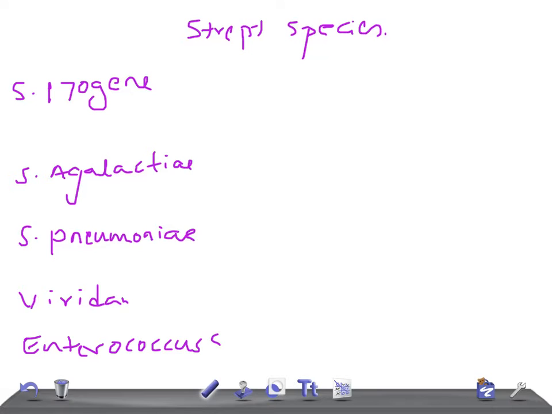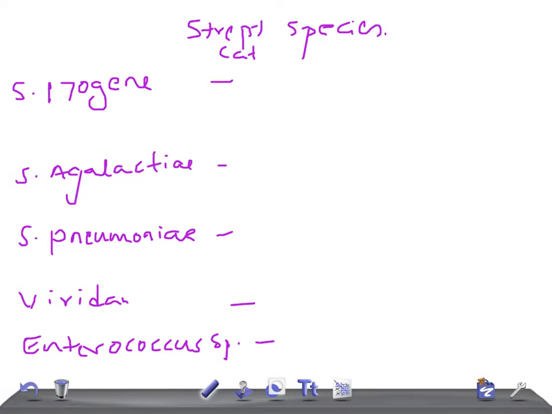Tell me, which is the test that is very common and differentiates whether it's a Strep or a Staph? It's the catalase test, right? Very good. For Strep it's negative. When catalase is positive, don't think of Strep, go ahead with the Staph species.